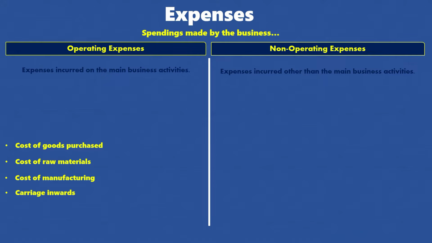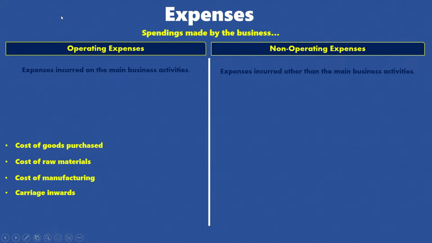Now, if you are manufacturing your stuff to sell, you will need the raw materials, and you will also need the cost of manufacturing, I mean the labor and the factory and the utilities. And once you have purchased your raw materials or goods, you will also need to bring them into your factory or to the point of sale. So all of these expenses are incurred on the product itself. So these are definitely going to be classified as operating expenses.